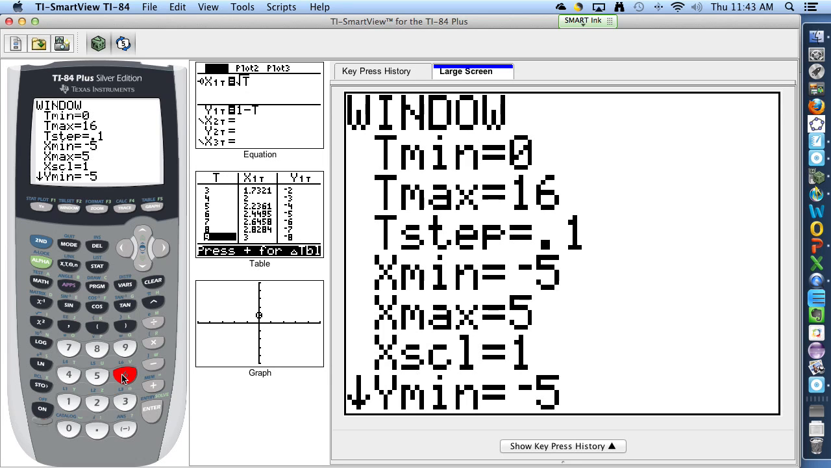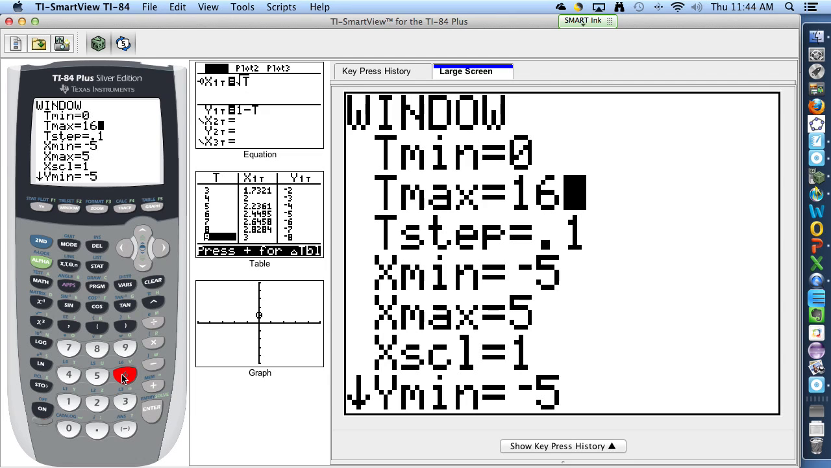So if you do a t-step of like 0.5 or 0.1, it connects more points, and that's why if we were doing 36 and I had 0.1, that would be like 360 points your calculator would graph, and it would actually take your calculator a little while to do that. So I'll stick with 0.1 and see what happens. And if we don't get enough of the graph, we can always go back and change.